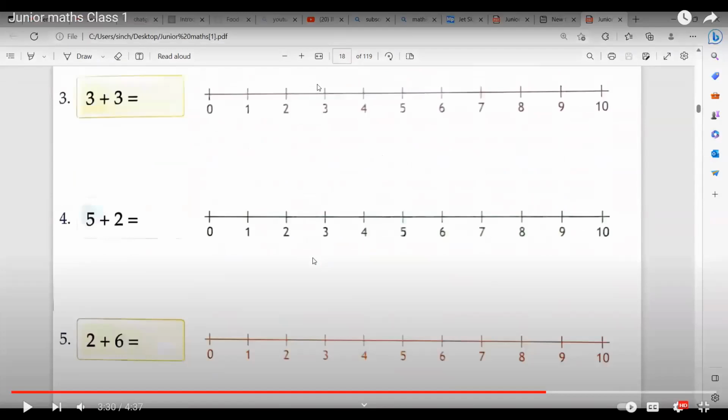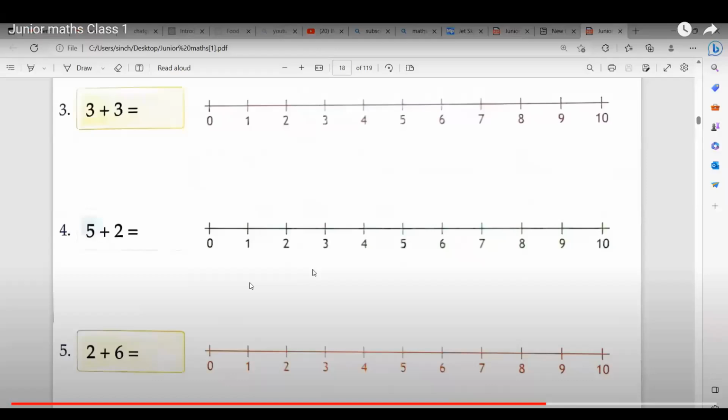Do this one, Dattatreya, number 3. Number 3. 6. 2 plus 6 is 8. Very good. Excellent, beta. Super. Now tell me number 3, beta.